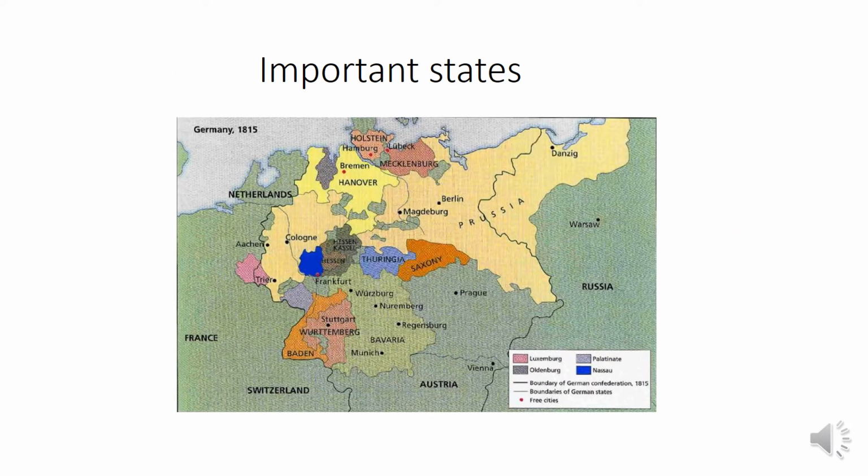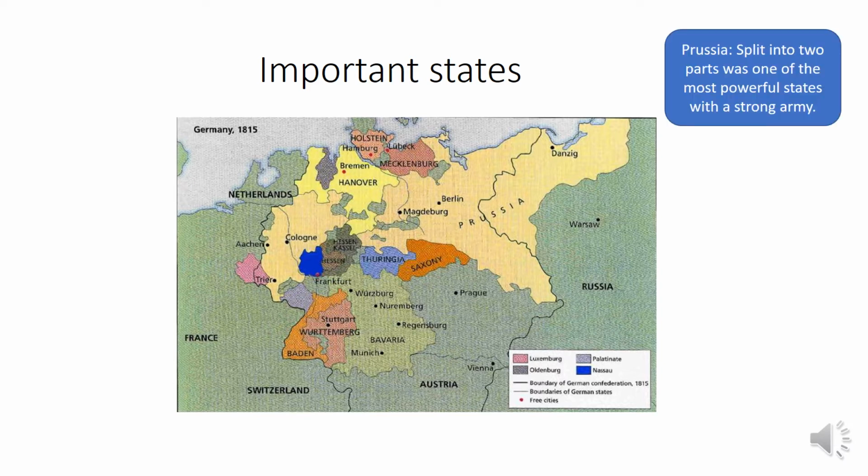So now let's have a look at some of the important states that made up Germany. First of all, we have Prussia. And what's a bit weird about Prussia is it's actually split into two parts. One part is there on the east side of Germany, and the other part on the west. Now, the eastern part was the oldest part of Prussia. This is where Prussia originally was. But due to marriages between families, the King of Prussia had inherited this land on the west side of Germany.